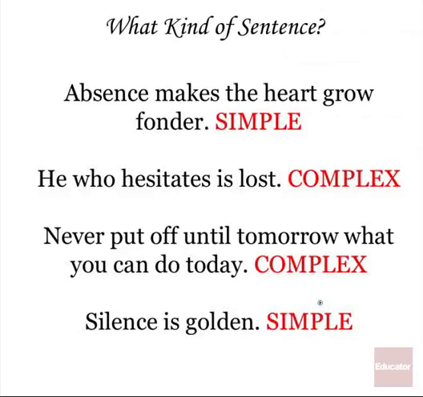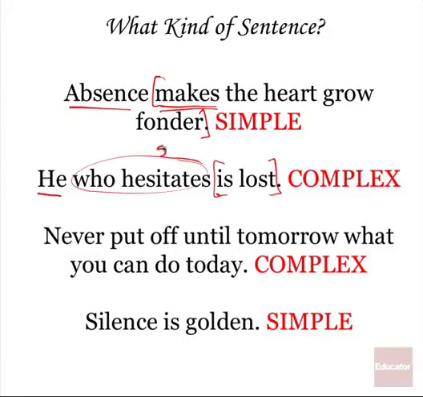All right, absence makes the heart grow fonder is simple. It has the subject absence. Makes is the verb. It's a single independent clause. One subject, one predicate. It's simple. He who hesitates is lost. Well, he is our subject and is lost is our predicate, but this who hesitates is a subordinate clause. So we've got an independent clause and a subordinate, which makes this complex.